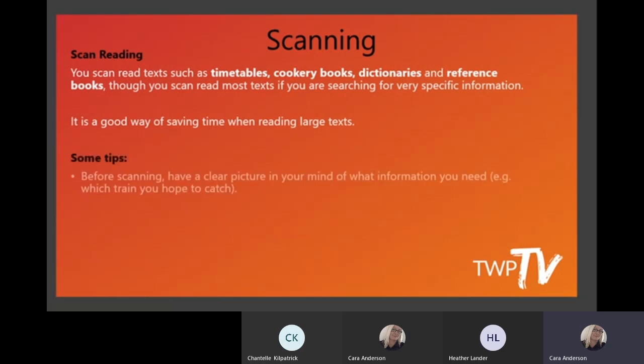There's some tips on how to scan read. So before you scan, have a clear picture in your mind of what information you need. E.g., if you were going to jump on a train, you need to know where you are and where you're going to go to, and you would just scan that information based on those 2 places.